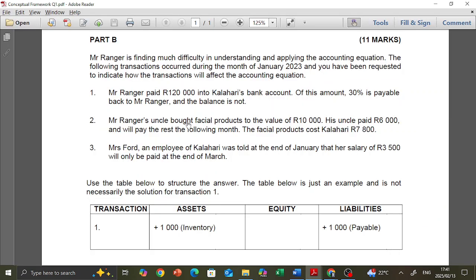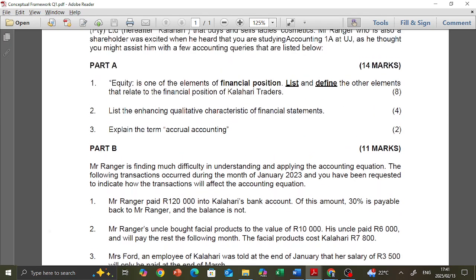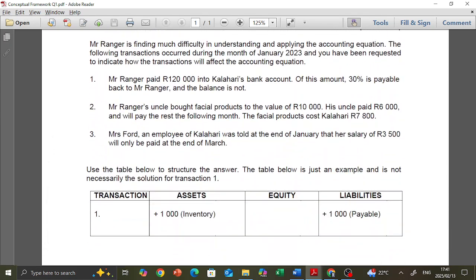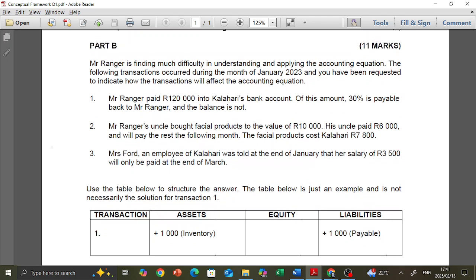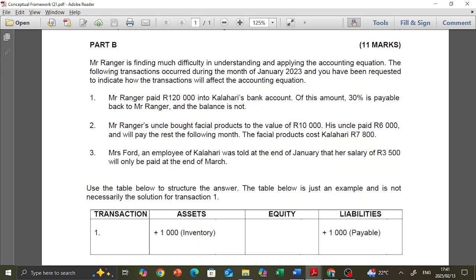We always begin by reading the required. Okay. So in this place, there isn't a heading that says required. Usually there should be a heading, right? But this is what the required is. Use the table below to structure the answer, okay? The table below is just an example and is not necessarily the solution to transaction 1, right? This is a transaction, okay? And then we come up to the scenario.